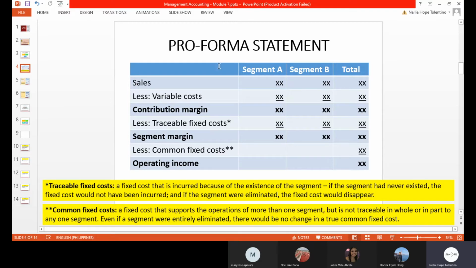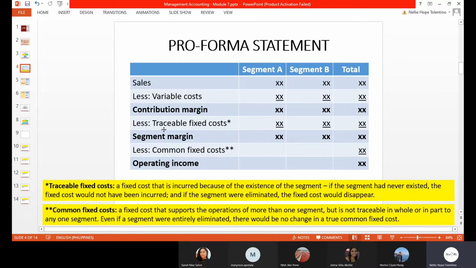Now, first, sales. Sales of segment A, lagay mo dyan. Sales of segment B, lagay mo dyan. Total mo, sulat mo dyan. I'm teaching you the pro forma statement because we're gonna use it over and over again sa ating mga problems. Next, less variable cost. Alam niyo na to, variable cost. Variable cost ni segment A, sulat mo. Variable cost ni segment B, sulat mo. Total, sulat mo dyan. And then, meron ka ng contribution margin. Sales ni segment A, less variable cost ni segment A, contribution margin ni segment A. So on and so forth.